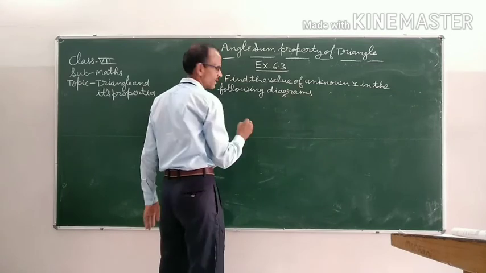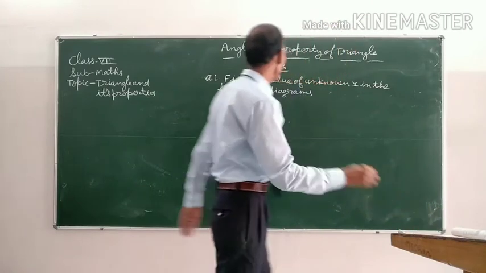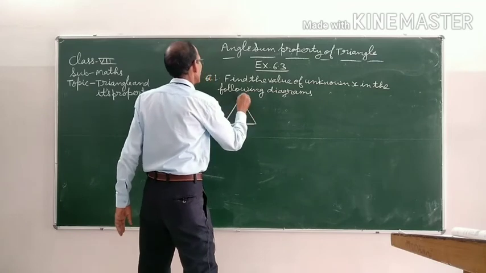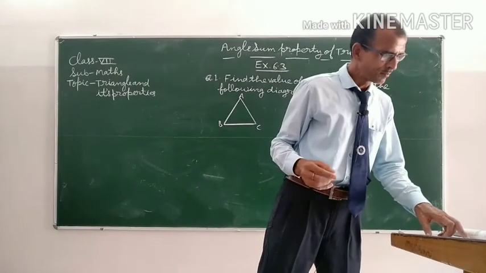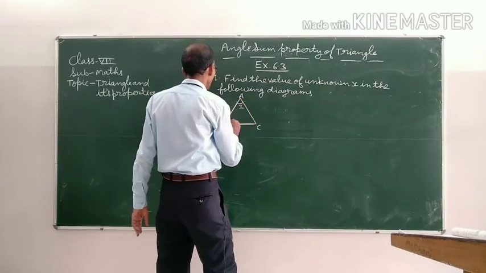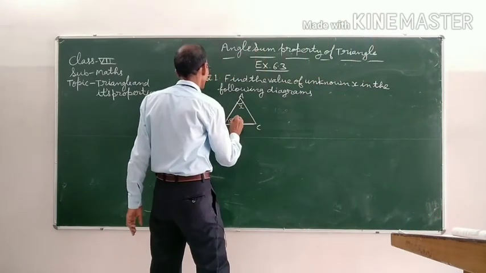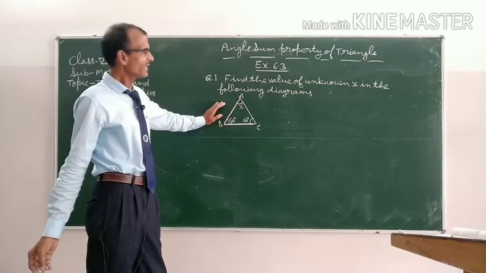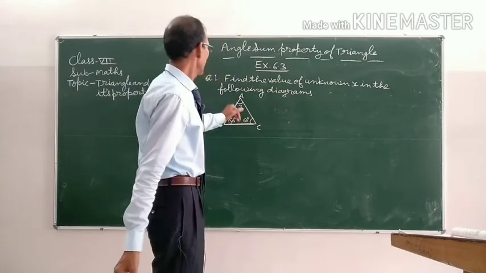Okay? First figure is like this. We are given a triangle ABC in which angle A is x, angle B is 50 degree and angle C is 60 degree. Here you have to find the value of unknown x in this diagram.